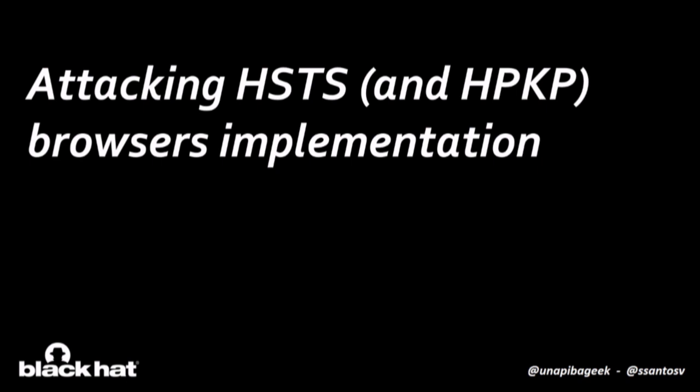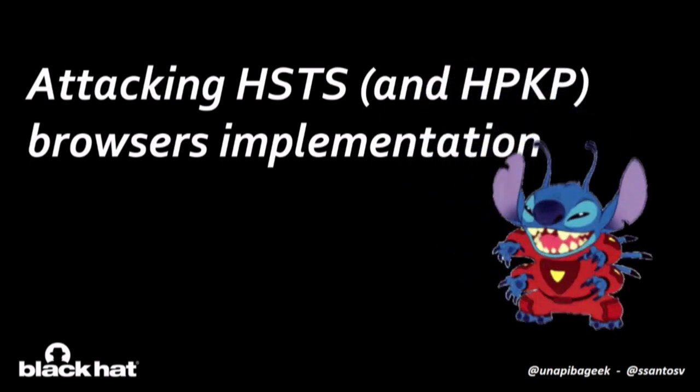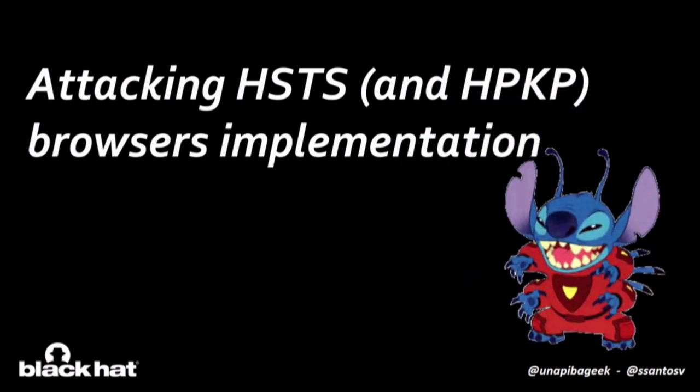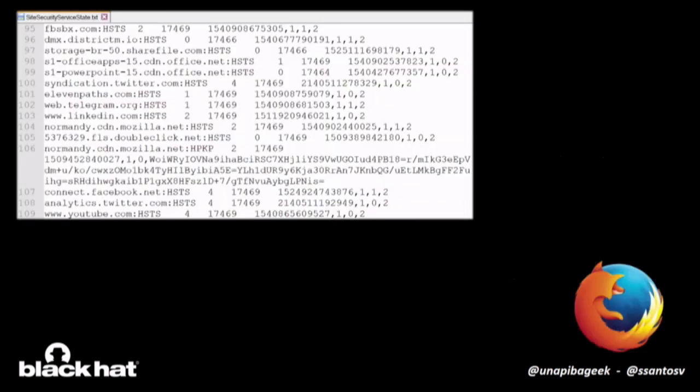We're going to focus here, now that we briefly know what HPKP and HSTS mean, on how the browsers remember this information and store it. We're going to focus on Firefox, Chrome, and Internet Explorer. We have studied how they work, how they store this information, and we tried to exploit it in some way. We begin talking about Firefox.